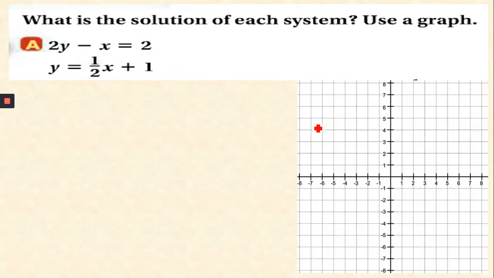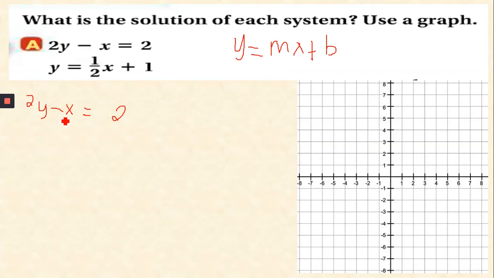Use a graph. So we're going to graph it again. Again, we can graph the given equation using the slope-intercept method. Okay, so we have the first equation, 2y minus x equals 2. Try to observe. The first equation is not written in slope-intercept form. So we're going to write that first in slope-intercept form.